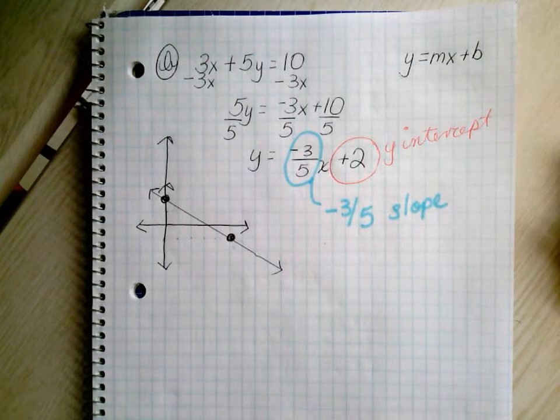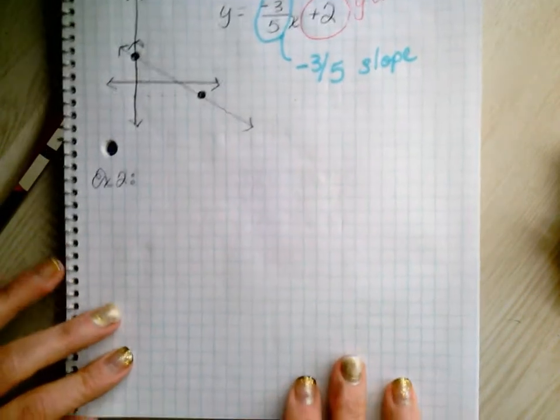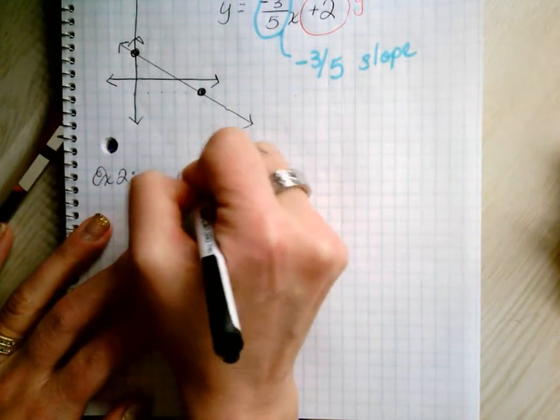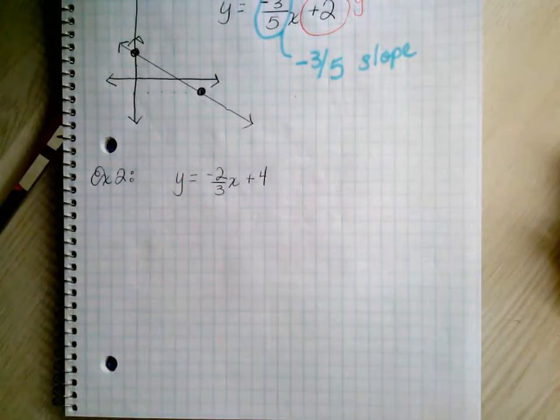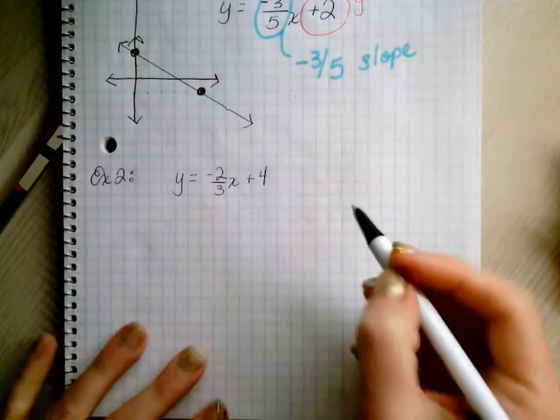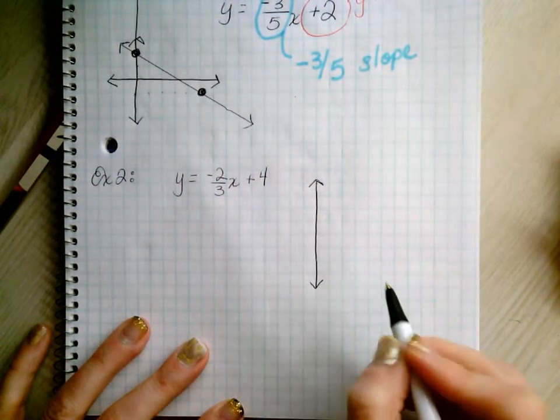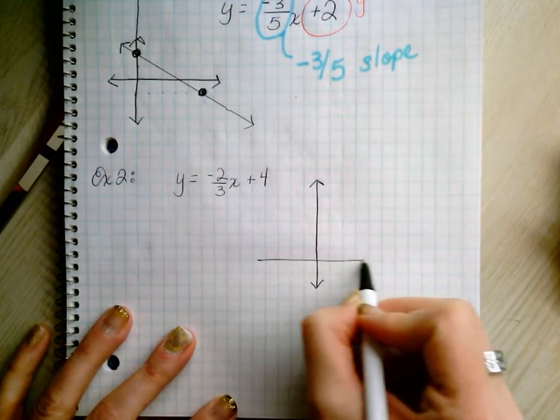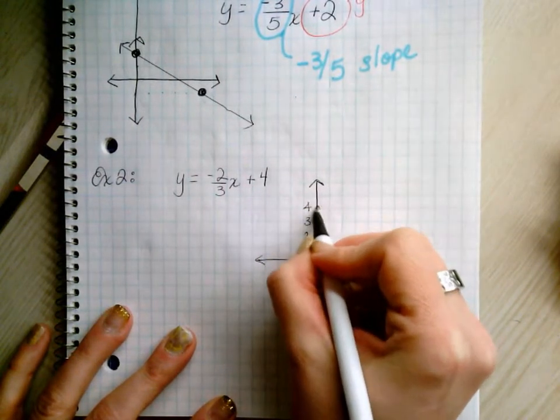That's B. Example 2. They continue with the graphing. That's why I wanted to show you. I feel like you need more examples of the entire process. Graph the equation. Y equals negative 2/3 x plus 4. What's the y-intercept? Awesome. Which means you go on the y-axis, up 4. 1, 2, 3, 4. Okay?